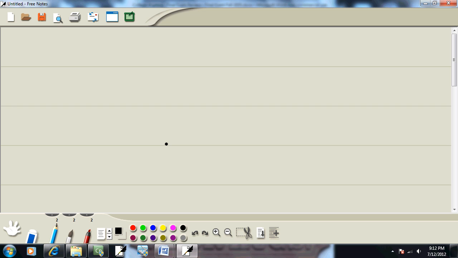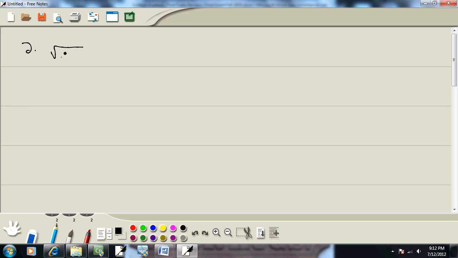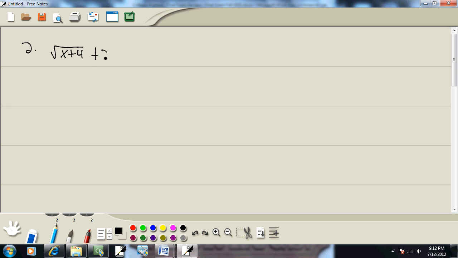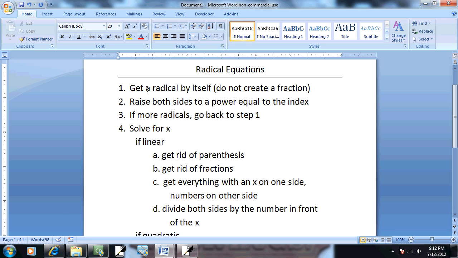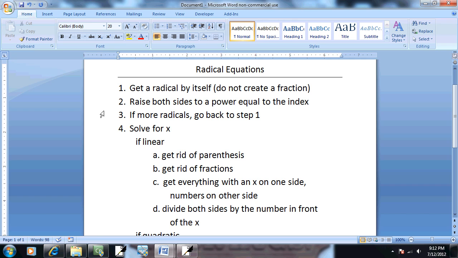Okay. We got square root of x plus 4 plus 2 equals negative x. Step 1, get a radical by itself. Now I'm going to take this 2 and move it over to the right side. So we got square root of x plus 4 equals negative x minus 2. That was step 1.